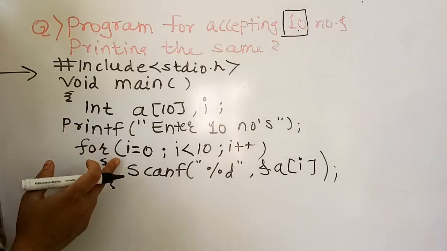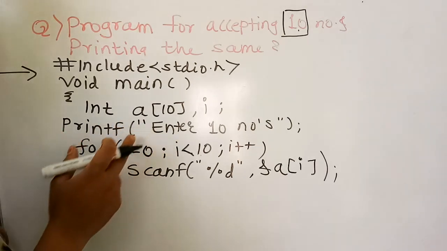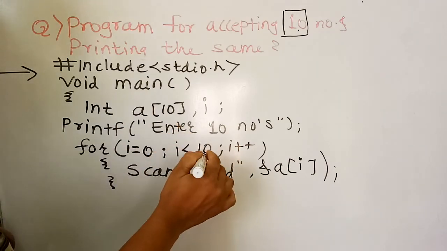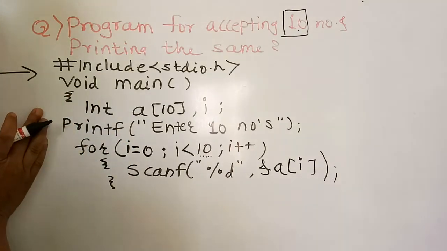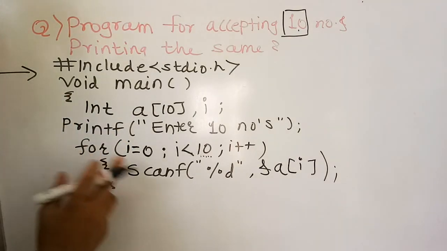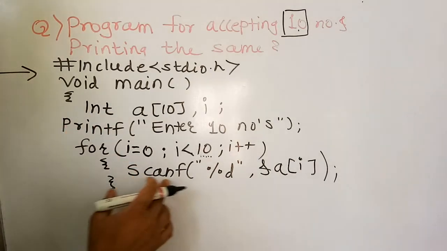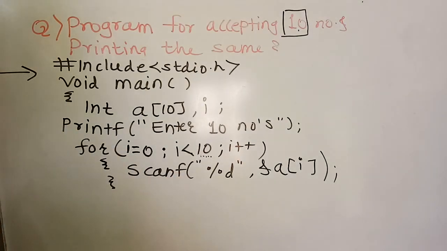Why have we not written the printf statement inside the for loop? Because if you include it in the for loop, the printf will be executed 10 times, up to the maximum limit. To avoid this, we have written the printf outside the for loop, and we write only the scanf inside, because we have to repeat this procedure of accepting numbers 10 times. So we include it in a for loop. Now we have accepted the array values.